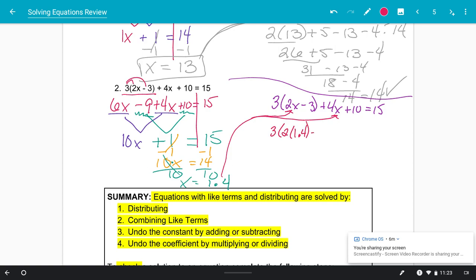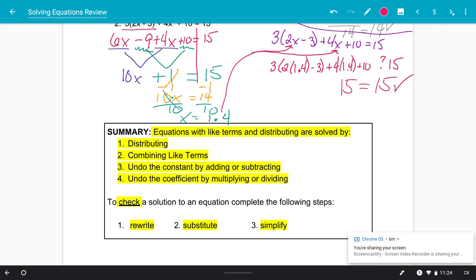Now, I will admit that I'm going to be a tiny bit lazy for this one because my video is running a little bit long and I want to be as careful and precise as possible. So what I'm going to actually do is I'm going to use my calculator to type this in, and I can type this in exactly as I see it. I can type in 3, open parentheses, 2, open parentheses, 1.4, close parentheses, minus 3, another close parentheses, plus 4, open parentheses, 1.4, close parentheses, plus 10. You can type that whole thing into your calculator and you will get 15, which is in fact equal to 15. And so that will check out.